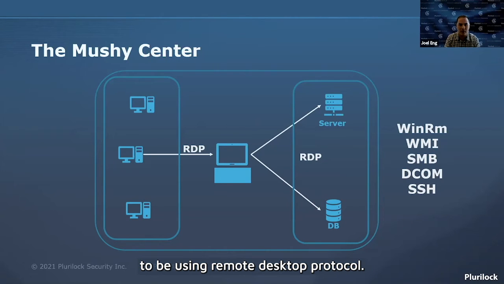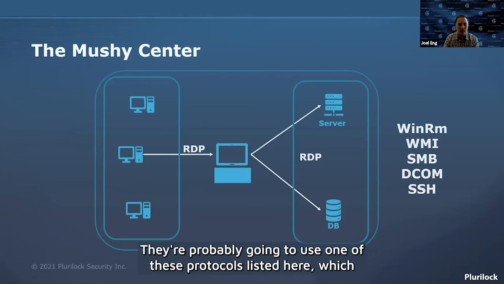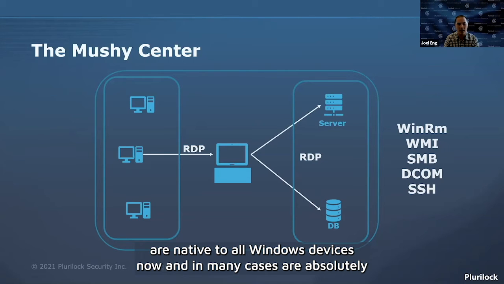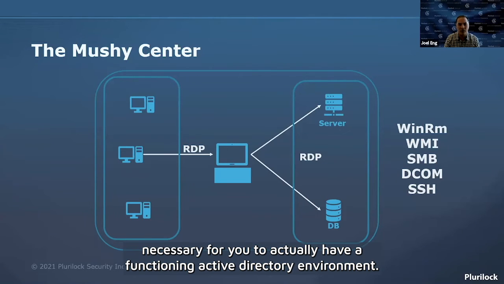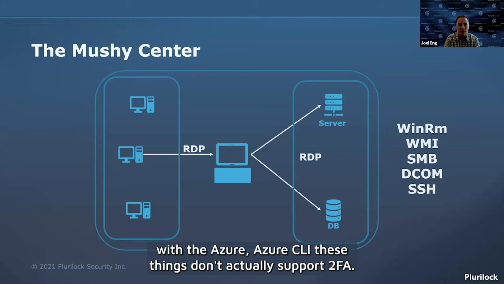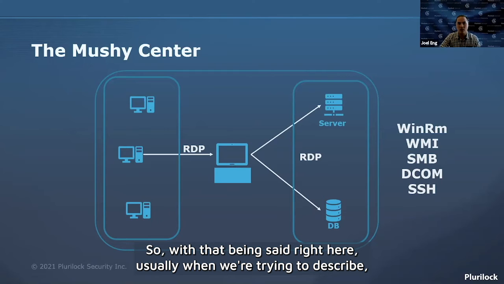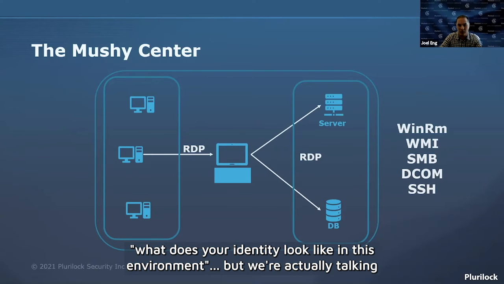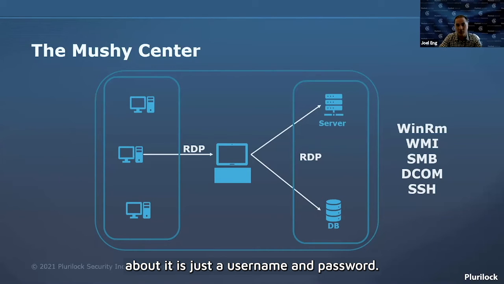However, the actual issue with doing this is that hackers are generally not going to be using remote desktop protocol. They're probably going to use one of these protocols listed here, which are native to all Windows devices now, and in many cases are absolutely necessary for you to have a functioning Active Directory environment. And with the exception of SSH, and in some cases WinRM when used with the Azure CLI, these things don't actually support 2FA. So when we describe what your identity looks like in this environment, what we're actually talking about is just a username and password.